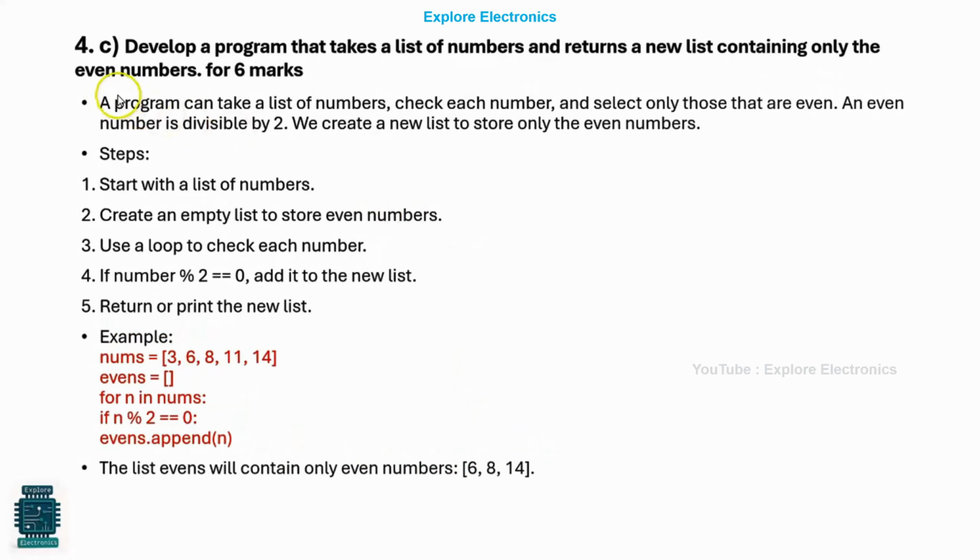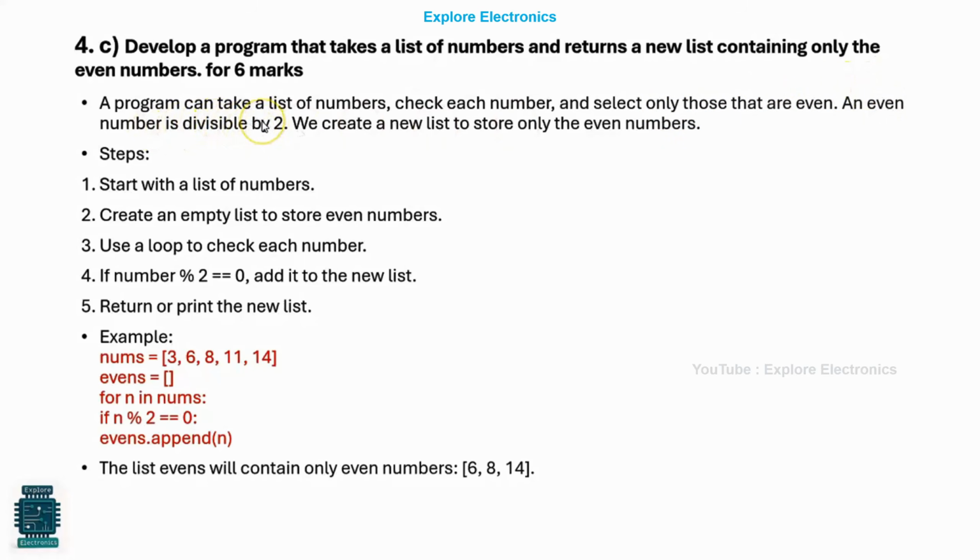And the next question is, develop a program that takes a list of numbers and returns a new list containing only even numbers. We have to take a list of numbers and it has to return a new list containing only even numbers. This is asked for 6 marks. A program can take a list of numbers here in the starting, check each number and select only those that are even. You have to select only those that are even numbers. And an even number is divisible by 2.